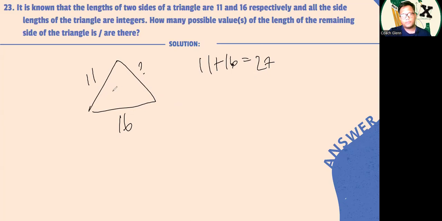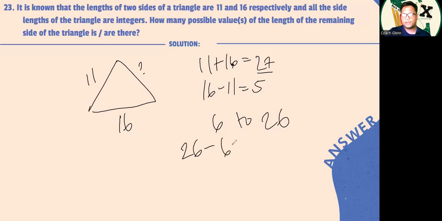Again, the sum of the two should always be larger than this. So that means your largest possible value is 26. And then for the smallest possible value, all you need to do is 16 minus 11, which is equal to 5. So the difference should also be smaller than this. So that means the smallest possible is 6. So we have side lengths of 6 to 26. So we just need to count how many numbers from 6 to 26. So that's just 26 minus 6 plus 1. That's equal to 21 possible side lengths.